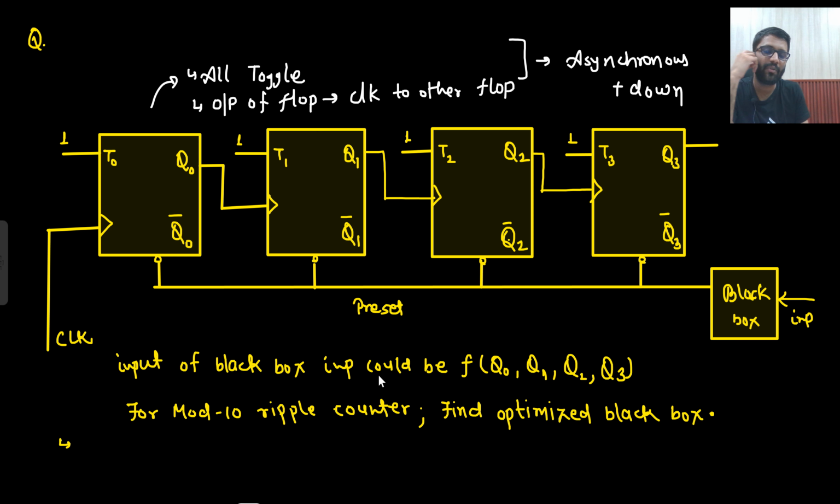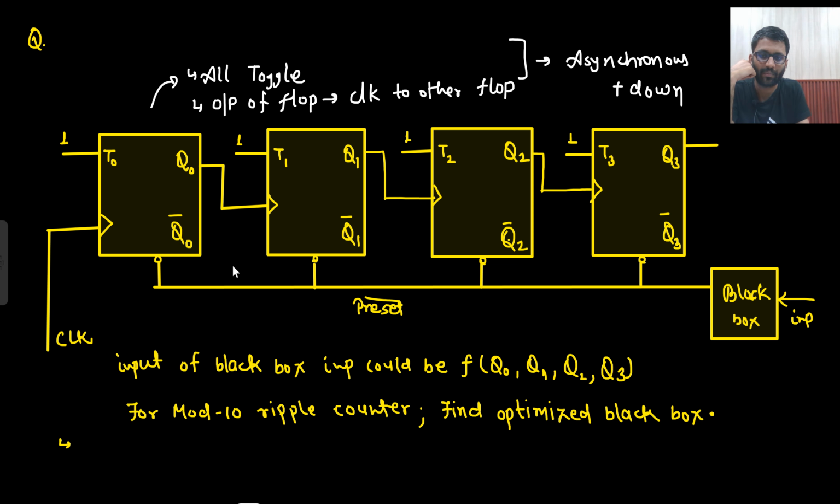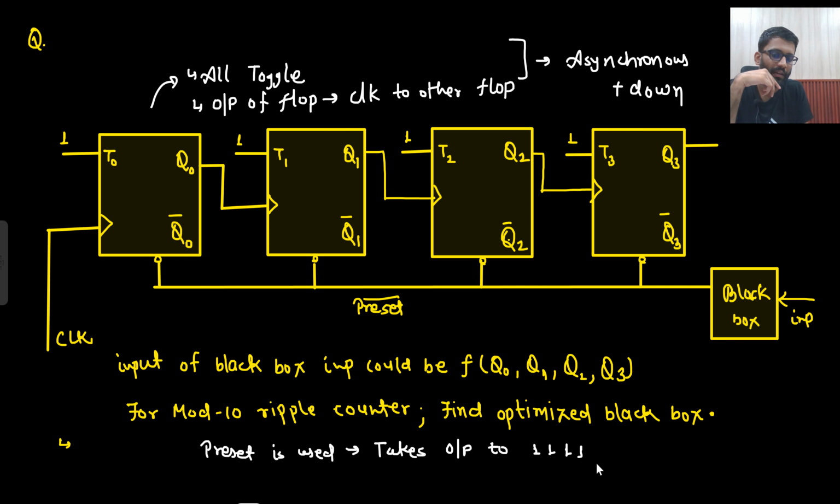Now what I am using here, this should be written as preset bar and reset bar, because these are bubbles there, no? So they will be written as preset bar. Tell me one thing, what am I using here? Preset input. Preset is used. And what will preset do? It will take your output to 1111.